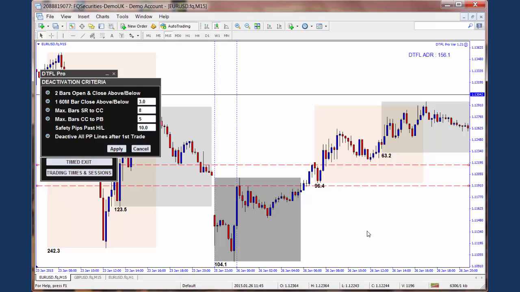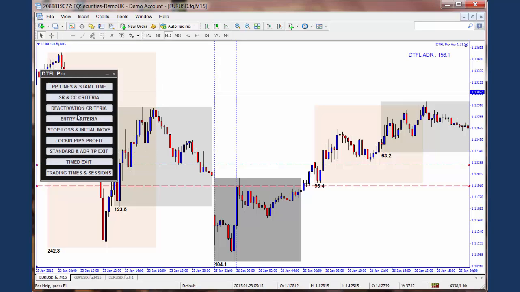So it's a way of limiting your risk if you are unhappy taking more than one trade a day, which is an option for people who want to manage their risk in this way or aren't comfortable about the potential of taking more than one trade in a day. If you tick this, after a trade has been taken, all other PP lines will automatically be put to the deactivated state and no other trades will be taken until the start of the next operation, when you start a new operation. So that is everything described in relation to the deactivation criteria.